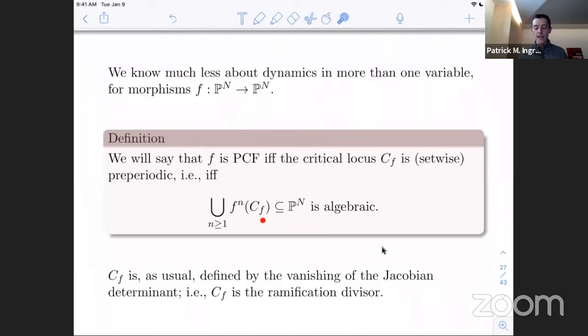And you can look at the forward image of that. The glib way of defining PCF-ness here is that if you take the union of the iterated forward images of this hypersurface, it's a priori a union of countably many things, so it's not algebraic. But if it is algebraic, I'll call that thing post-critically finite. And in higher dimensions, you can ask the same sorts of questions. What do the critical orbits tell you? Now I'm talking about the orbits of the critical hypersurfaces. And what role does post-critical finiteness play?